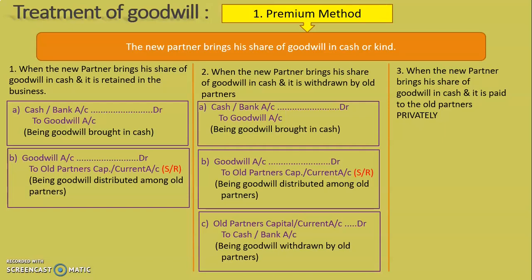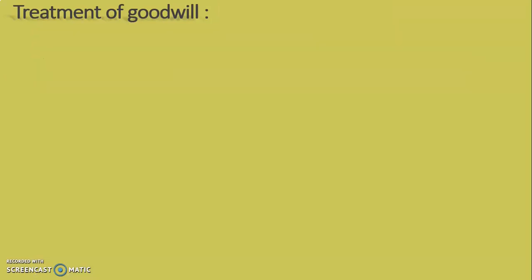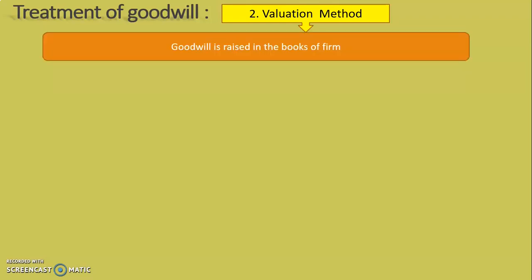The third case, when the new partner brings his share of goodwill in cash and it is paid to the old partners privately. Here, no entry is to be posted in the books of the firm. The second method is valuation method. Here, the value of goodwill is raised in the books of the firm.